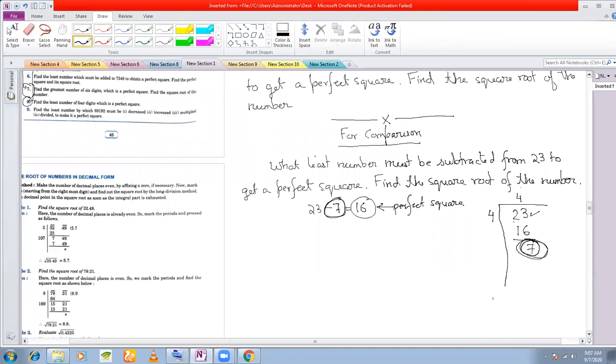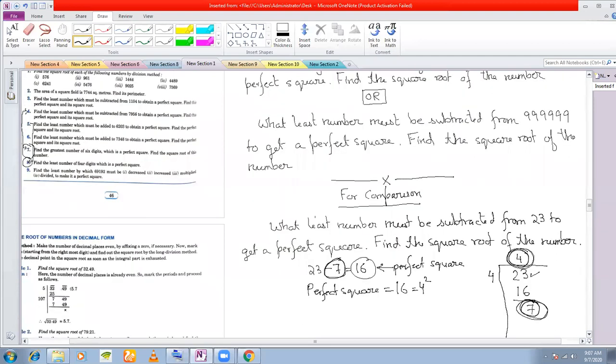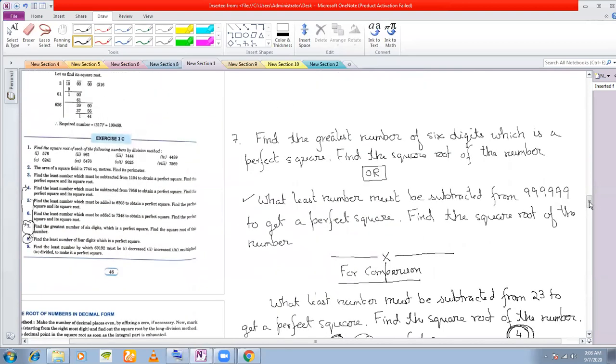And what is the perfect square? The perfect square is nothing but the square of this quotient, 16, which is the square of 4. So we shall proceed exactly in the same manner for this question. Now we come to the main question, either this question or this question.